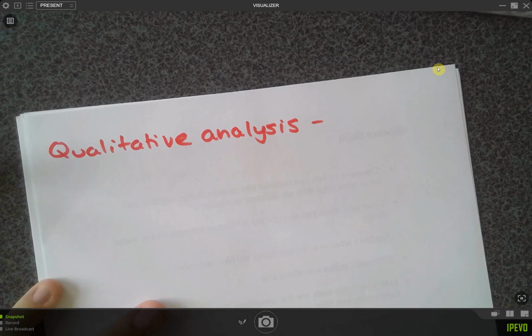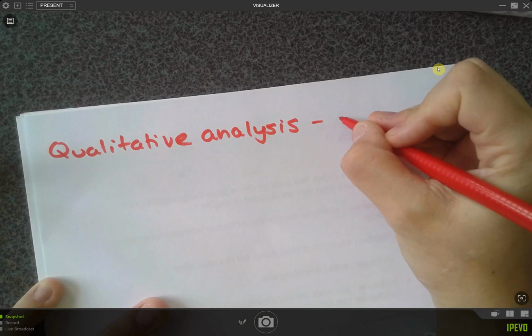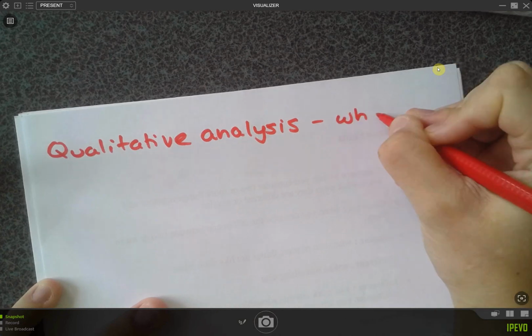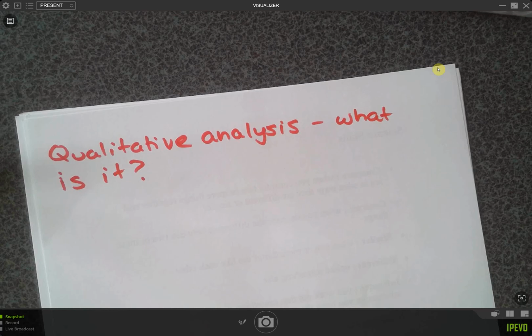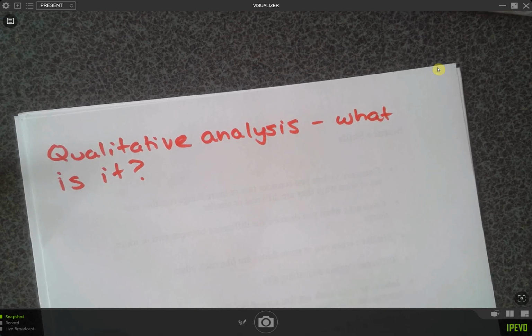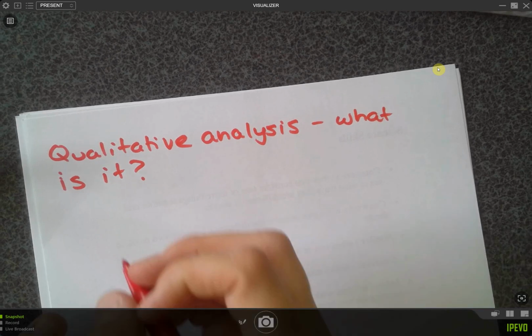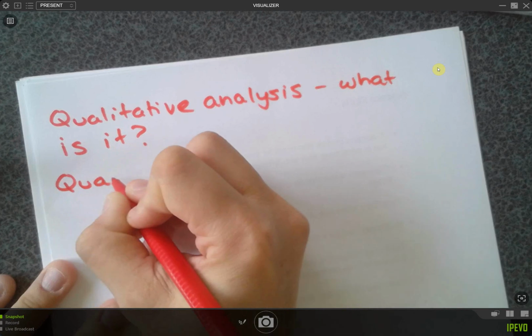Qualitative analysis is basically how we ask what is there. So what is it is basically the question. And that was what they were asking when they saw that white powder substance. You're also going to hear another word, and I'll write it down so you guys can start thinking about the ideas.